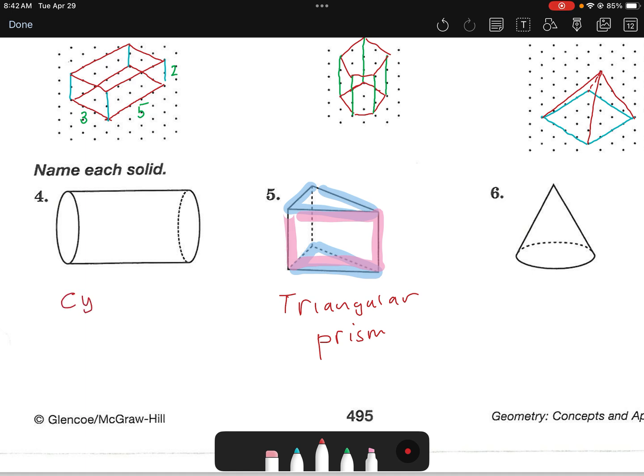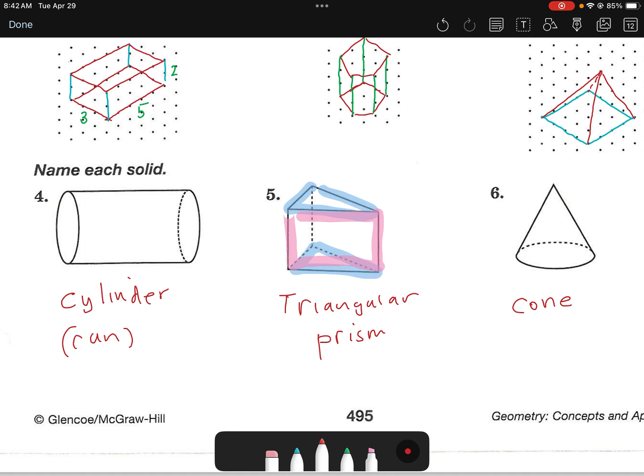But this is what's called a cylinder. It looks like a can, if that makes sense. Maybe like a can of corn, a can of beans. Number 6, that's called a cone. Looks like an ice cream cone. A cylinder and a cone are not prisms. They're not pyramids. They're just solids. They're kind of out on their own.